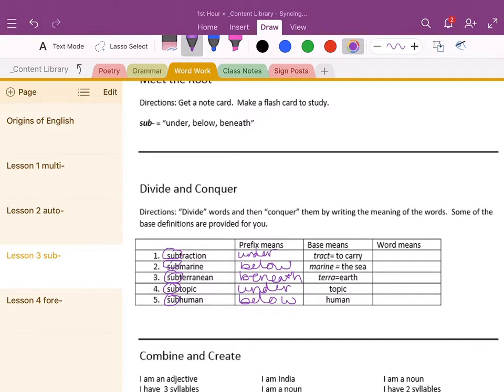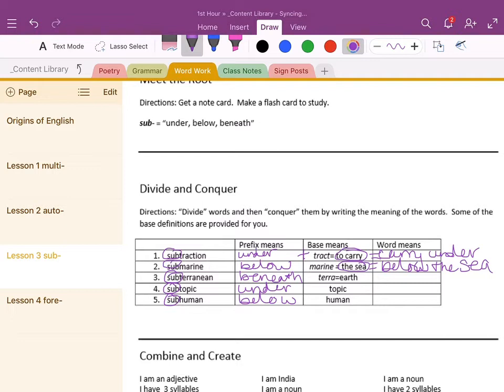Under plus tract means to carry. All right, so I actually carry under. Well, think about that. That kind of makes sense. When I subtract, I carry things under, or my number gets lower, right? All right, then I have submarine. So I'm using the word below. Marine means the sea. So those two together, below the sea. All right, subterranean.